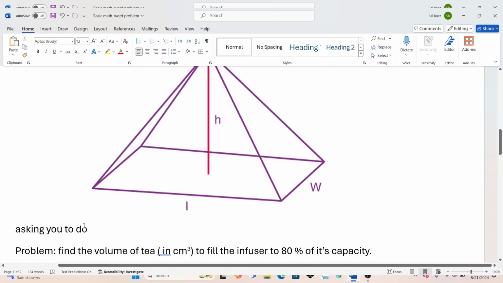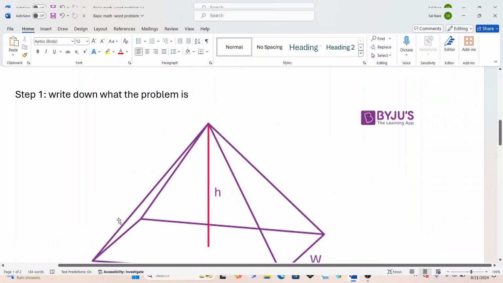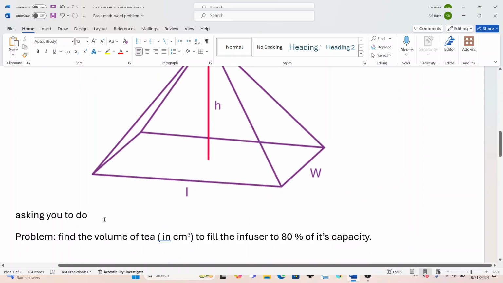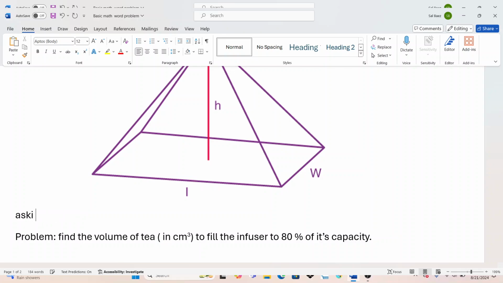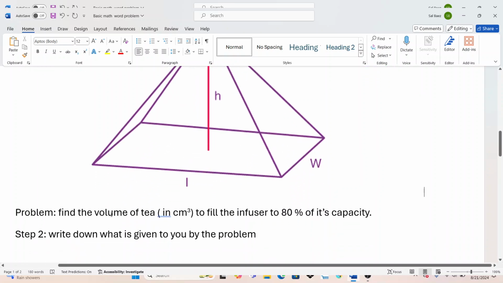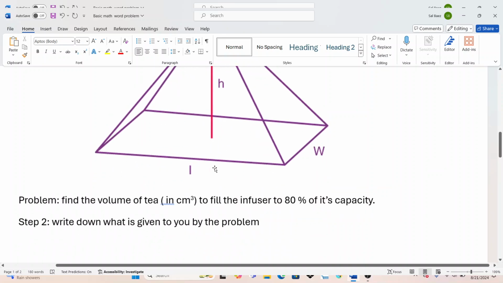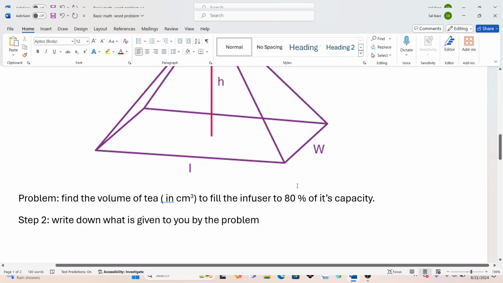Oops, that was a typo. Sorry about that, guys. I was supposed to say what the prompt is asking you to do. So again, the problem here is to find the volume of tea to fill the infuser to 80% of its capacity. So we have to include the 80%. This whole volume is the capacity, but we need to figure out 80% of it.